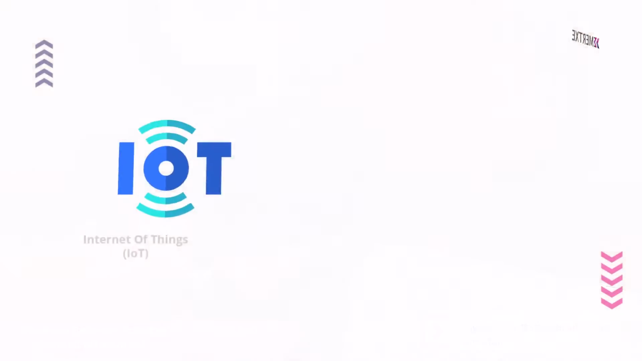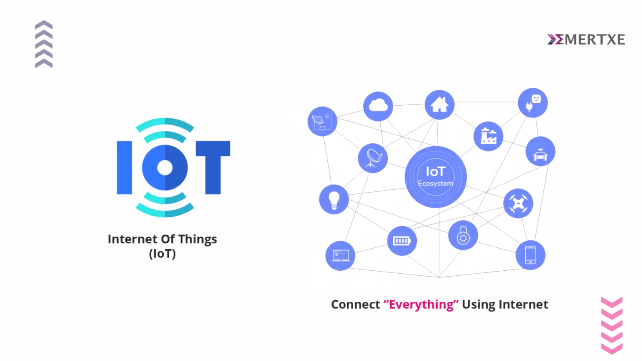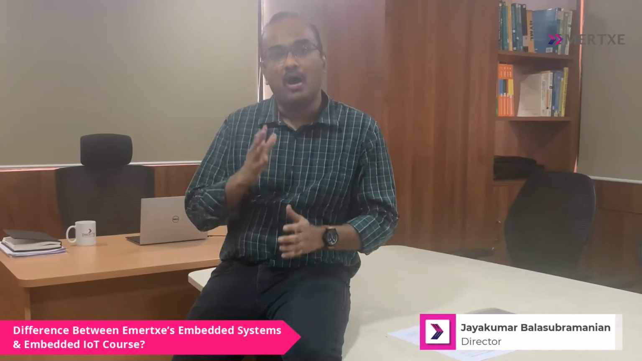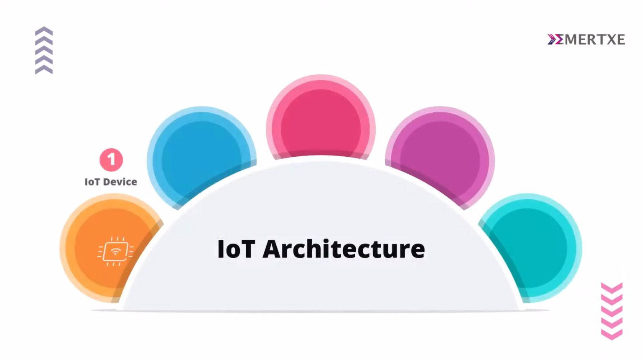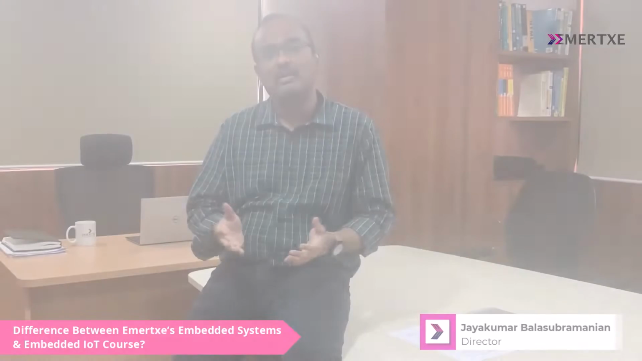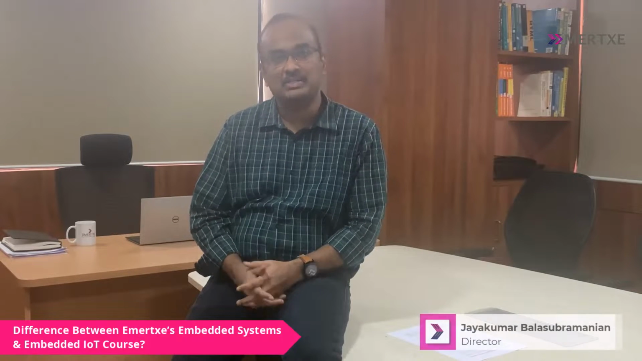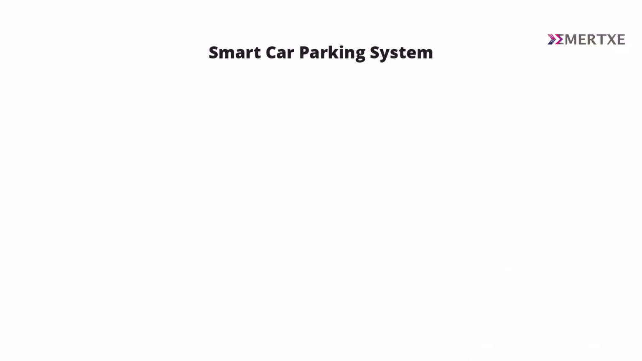To start with, the Internet of Things or IoT is a broad paradigm which tries to connect and integrate everything using the Internet. Architecturally, it consists of 5 components: IoT Device, IoT Gateway, Network, IoT Cloud Platform, and finally the application. Let me give you a very simple use case and explain how these 5 components work together. Let us take an example of smart car parking system.